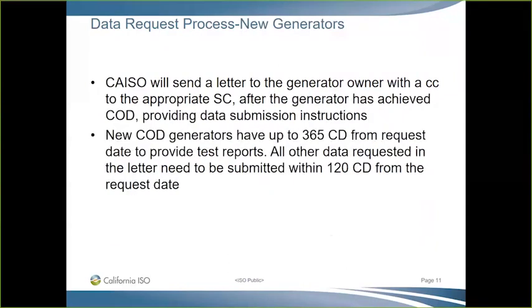For new generators that are going online as we proceed with this program, the request process is still the same. We will send you the request after you have achieved your commercial operation date as declared by the PTO and the ISO. We will send you the same kind of letter as well as the data sheet and the PSLF models. You have 120 days to submit your as-built information to us, but for the test reports, you have 365 days. And that will be identified in your letter as well.